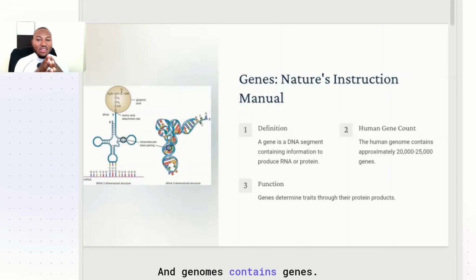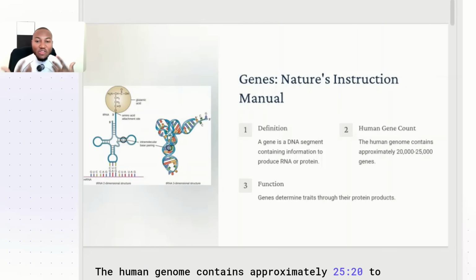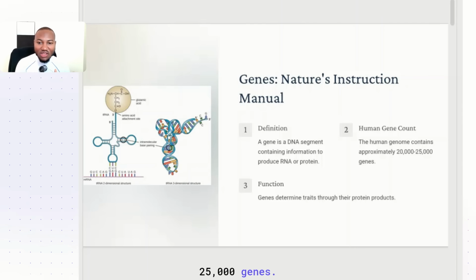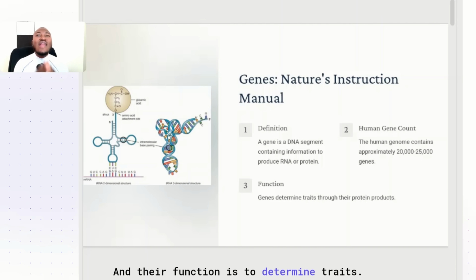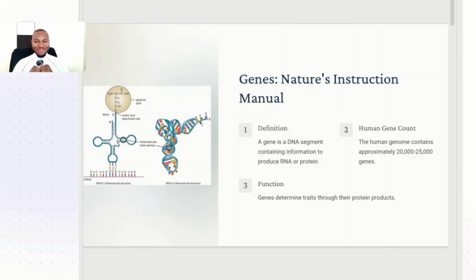And genomes contain genes, right? The human genome contains approximately 20,000 to 25,000 genes, and their function is to determine traits. Simple. If you know this, you are good to go.